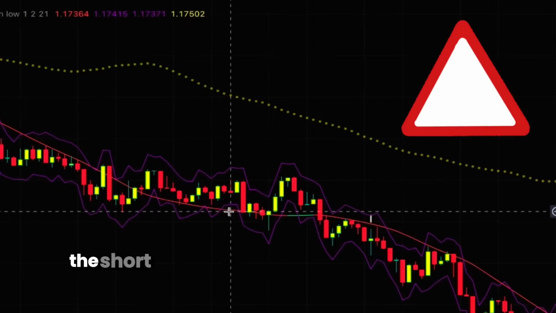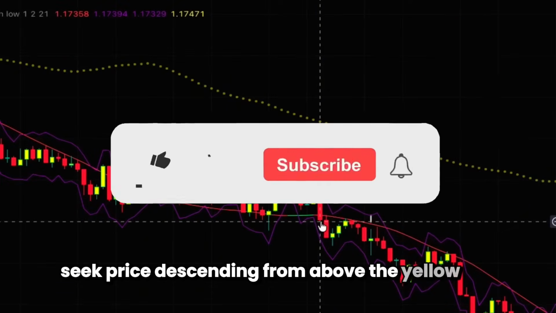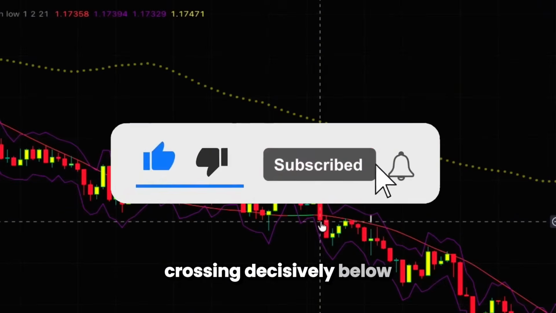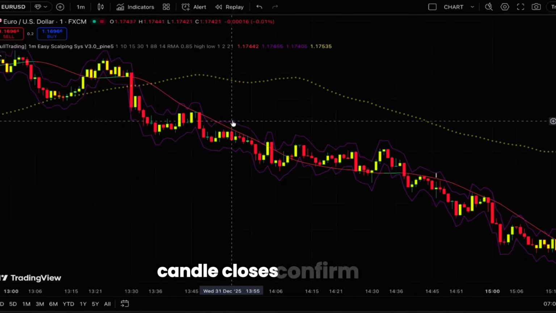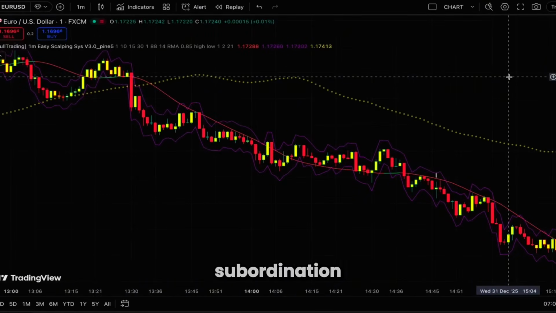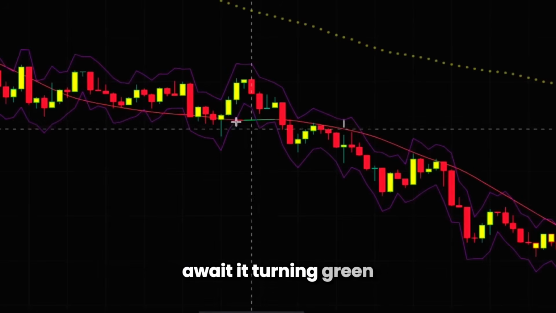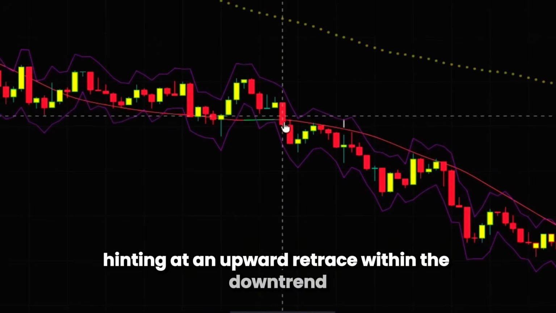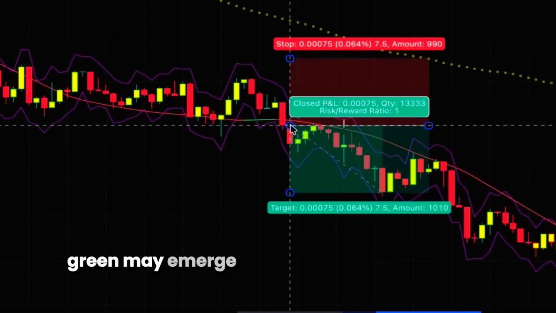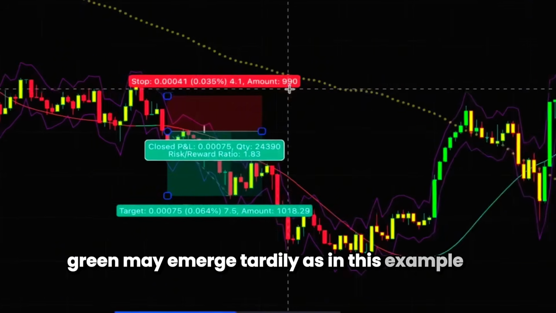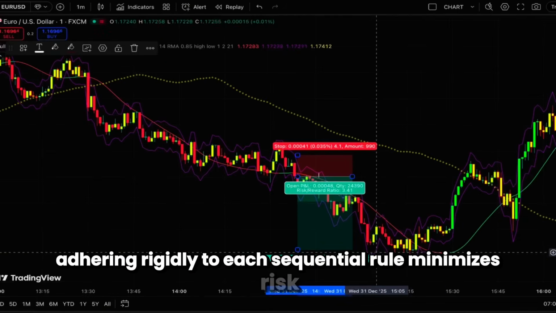Shifting gears, the short position setup mirrors yet inverts the logic. Seek price descending from above the yellow line, crossing decisively below. Follow with the Hull moving average line penetrating below yellow. Candle closes confirm Hull's position below. Pullback identification resumes via Hull in shorts. We'll wait for it to turn green, hinting at an upward retrace within the downtrend while staying below yellow. Patience proves essential here. Green may emerge late, as in this example, or not at all. Adhering rigidly to each sequential rule minimizes risk.